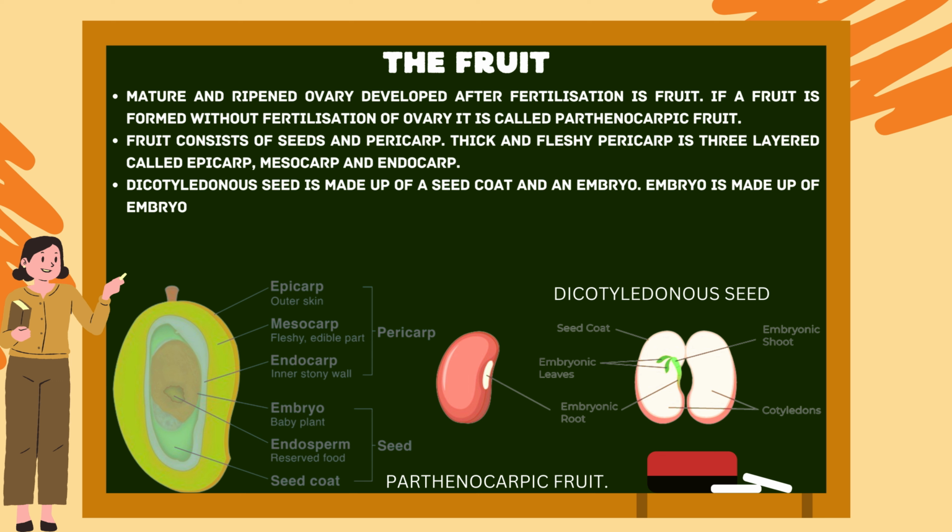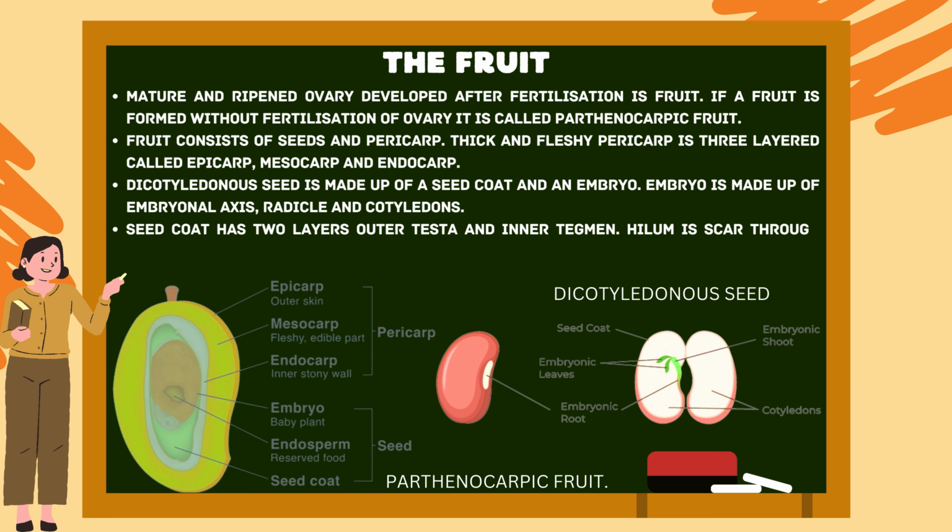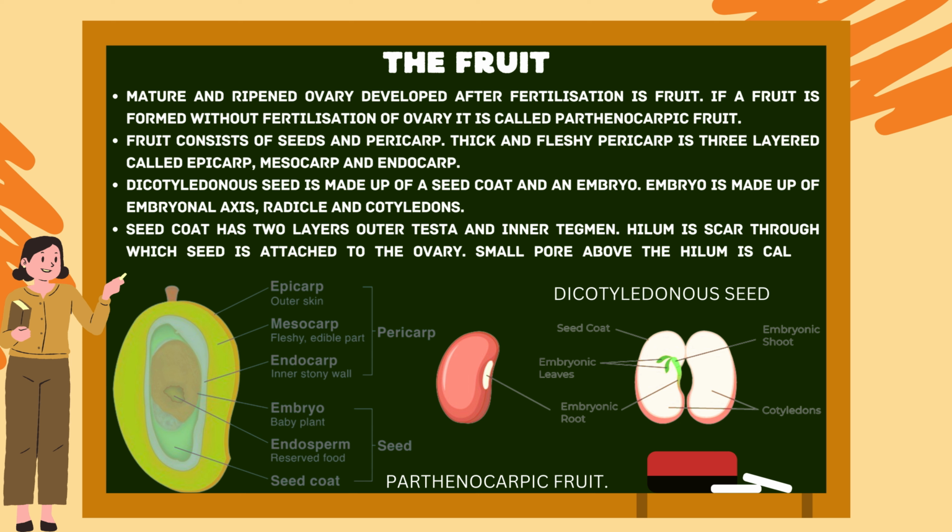In dicotyledons, seeds are made up of a seed coat and an embryo. The embryo is made up of the embryonal axis, radicle and cotyledons. The seed coat has 2 layers, the outer testa and the inner tegmen. The hilum is a scar through which the seed is attached to the ovary. A small pore above the hilum is called the micropyle.